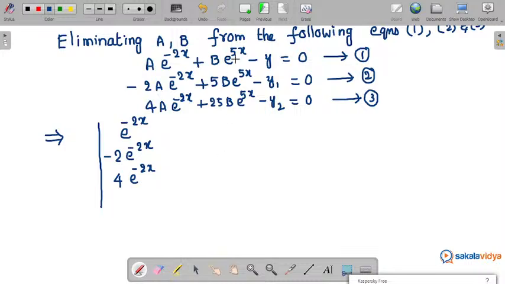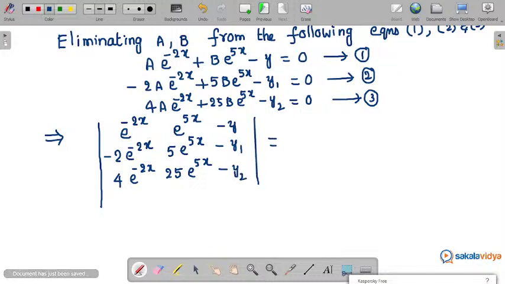Right. In a similar pattern, now from the first equation the b coefficient, that is e power 5x, second equation 5 times e power 5x, third equation 25 e power 5x. Now the third column becomes negative y, negative y1, negative y2, equals to 0. Right. Now what shall we do?